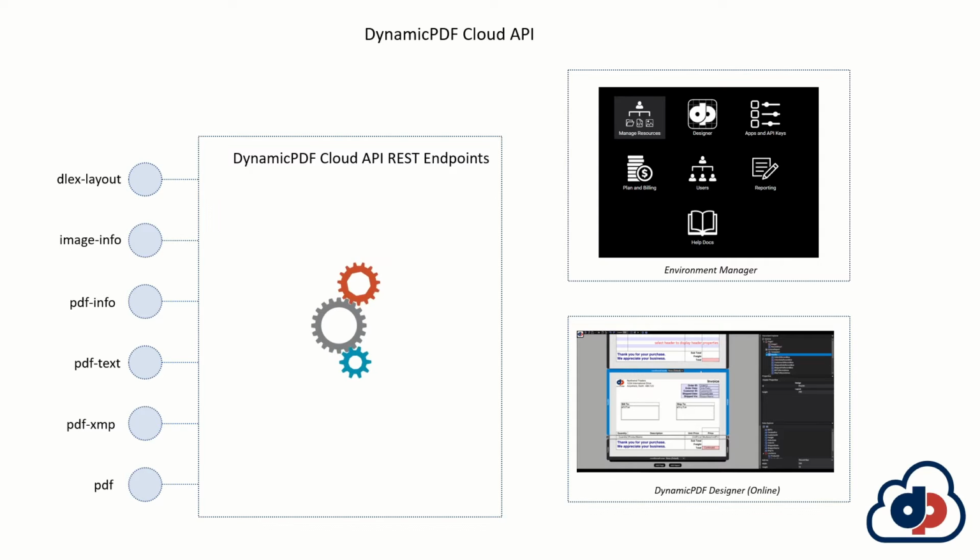The DynamicPDF Cloud API consists of the following REST endpoints: DLEX layout, image info, PDF info, PDF text, PDF XMP, and PDF. Let's go to the tutorial.